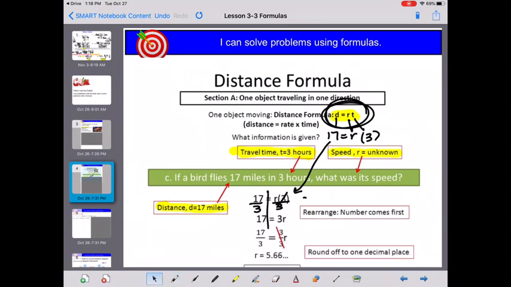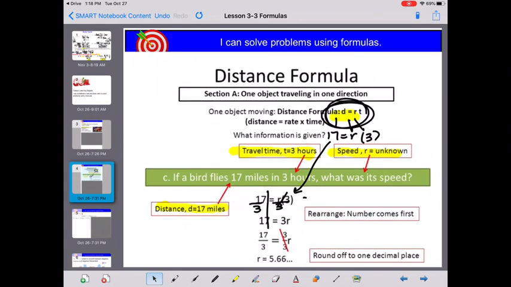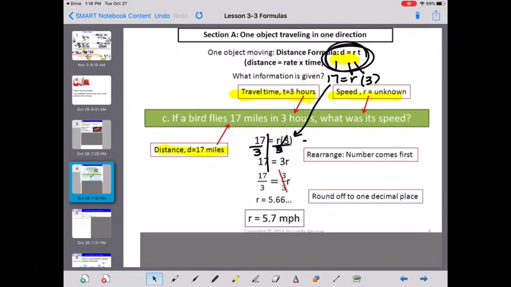17 divided by 3 gives me 5.66 repeating, but we can simply round that. You don't need to keep going. And so 5.7 miles per hour. That's how fast the bird is traveling.